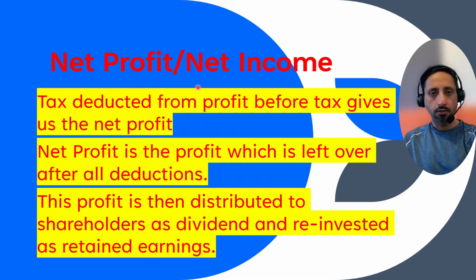So net profit, also called net income, is the final profit. That is the profit after tax is deducted from profit before tax. Now this is the profit which is left over after all deductions have been made. And this is the profit which is available to be distributed to shareholders as dividends, or it is reinvested in the form of retained earnings. So that is the final profit of any corporation, that is net profit.